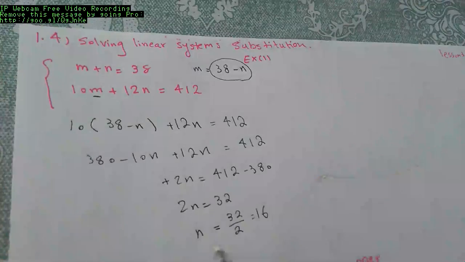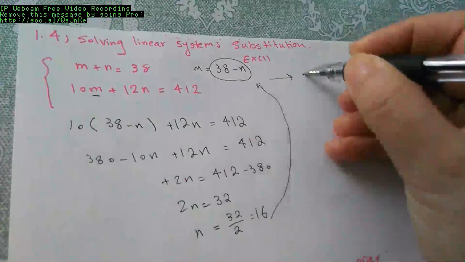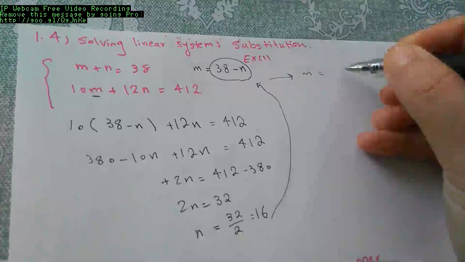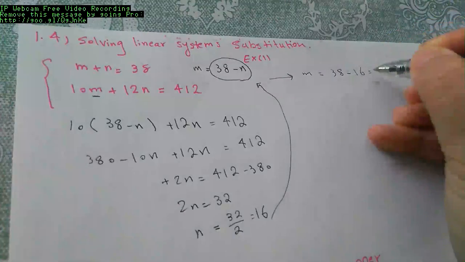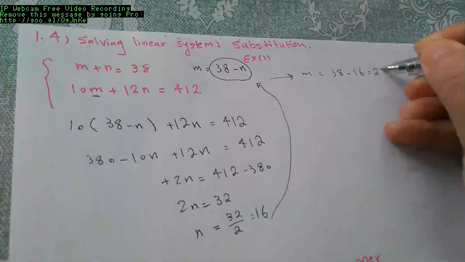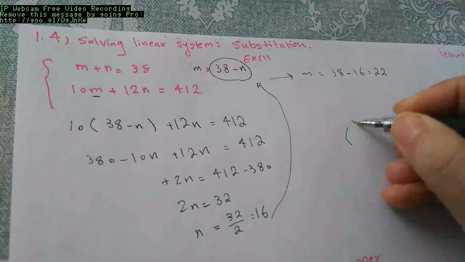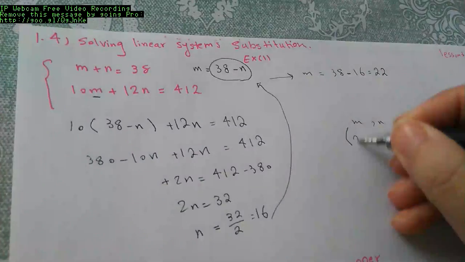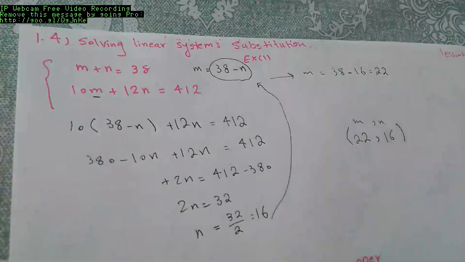Now you got n, you have to sub it back here to find what? M. So here is 38 minus 16, which is equal to 22. So the point that we have is m and n. M is 22, n is 16. This is the point of intersection.